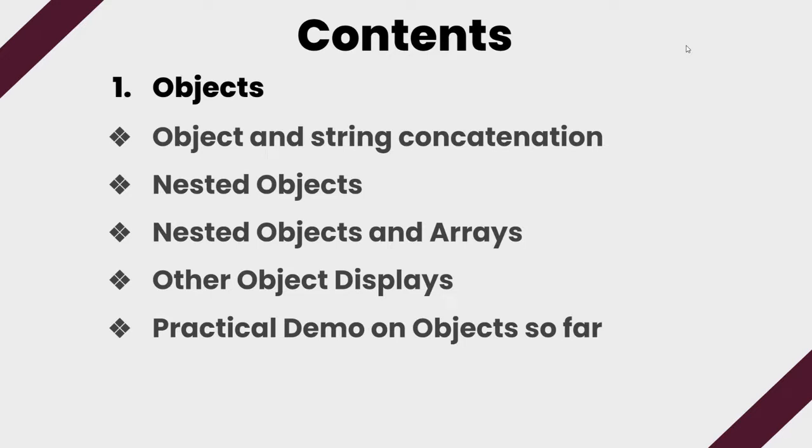Also, we'll look into other object displays. As we all know, the most popular ways of displaying objects is by using the bracket and the dot notation. And both of these methods actually make use of the object name and also the property name. That's the key within the object. But then we'll also see some other ways you can display values under object. And after I show you guys a sneak peek of an example in each of these sections, we'll then begin the practical demo straight away.